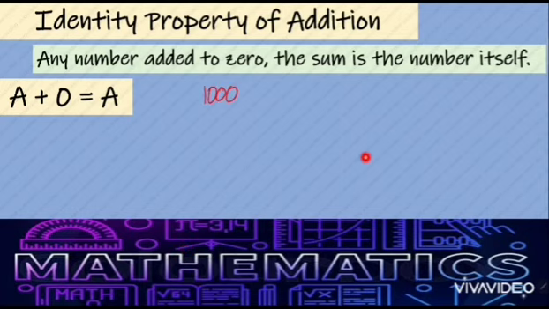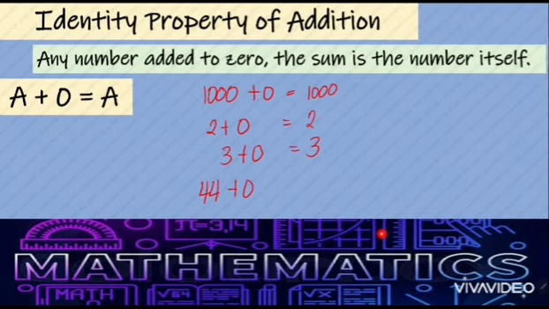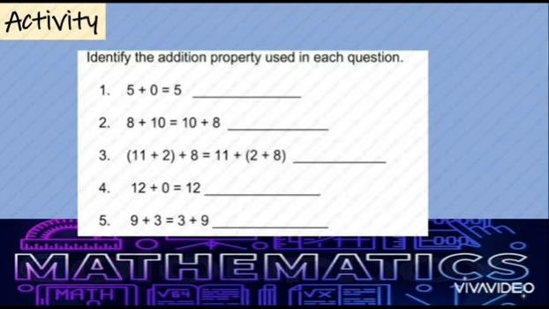Halimbawa, 1,000 plus 0. Ang sagot niyan ay 1,000 pa rin. 2 plus 0 is equal to 2. 3 plus 0 is equal to 3. 44 plus 0 is equal to 44. So, that is the identity property of addition. So, let's have an activity. Identify the addition property used in each question.